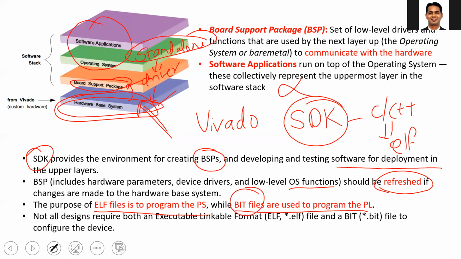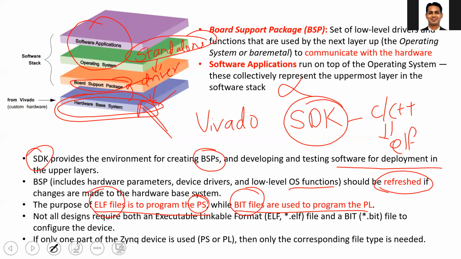But in today's lab, you will be using only the PS, so you will need only the ELF files. In the subsequent labs, you will need the PS as well as the PL, so you will need to generate the bit stream as well as the ELF file. If only one part of the Zynq device is used, then only the corresponding file is needed.